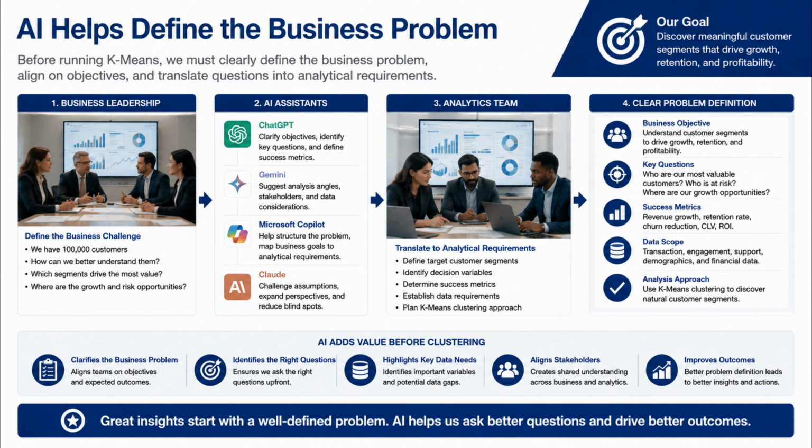Section 8. AI helps define the business problem. Before running K-means, organizations must decide what business problem they are trying to solve. Tools such as ChatGPT, Gemini, Copilot, and Claude can help analysts clarify objectives, identify stakeholders, and translate business questions into analytical requirements. AI can also challenge assumptions and suggest alternative perspectives that analysts may not initially consider. A clearly defined business problem often determines whether a clustering project succeeds or fails.